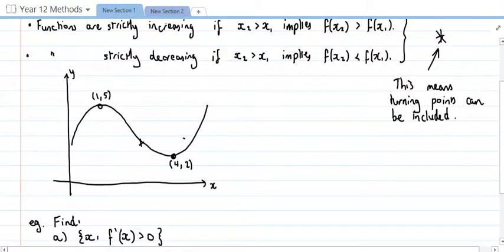So if we have a quick look at this graph just here, what I can say then is that it is strictly decreasing.